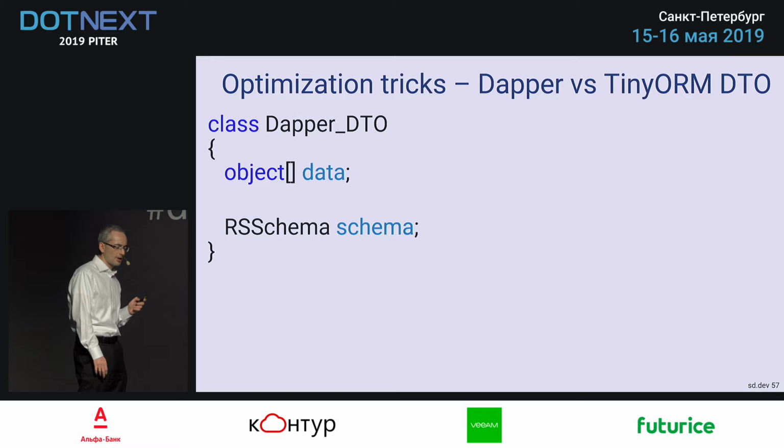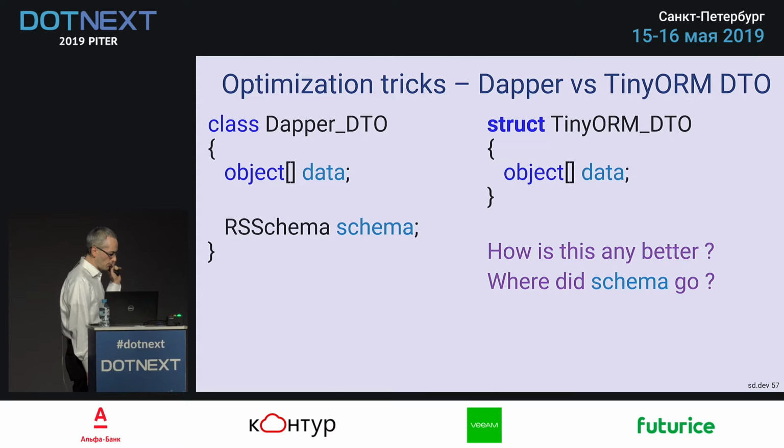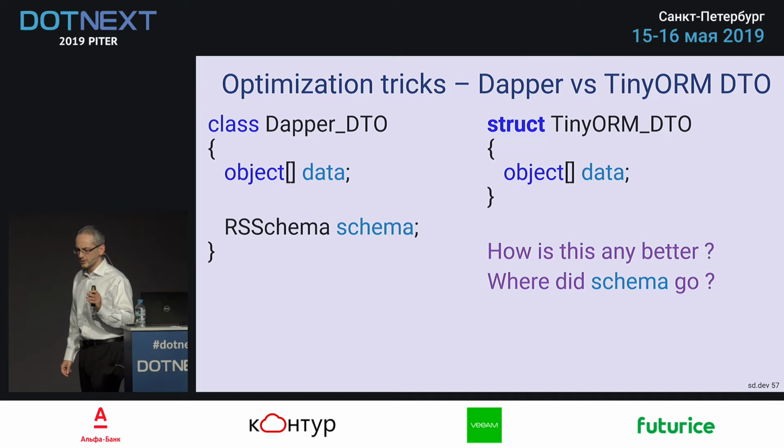Now that we have that understanding, let's compare it with what tiny ORM does. If you look at what tiny ORM does, you should probably notice two important differences. The first striking difference is that while Dapper DTO is a class, tiny ORM DTO is a struct. That's one important difference. And the second is that Dapper DTO has this RS schema object, or pointer to this object, but it's not present in tiny ORM.